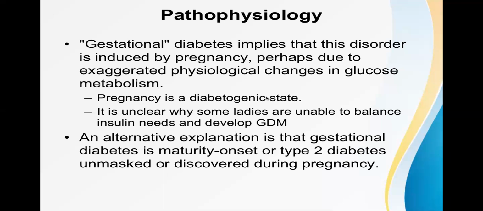It is unclear why some ladies are unable to balance the insulin need and develop gestational diabetes mellitus. So it is not very clear why some ladies can balance the things up and why others cannot. An alternative explanation is that gestational diabetes is a maturity onset or type 2 diabetes unmasked or discovered during pregnancy. So they are already at risk of developing diabetes, but because of the pregnancy, it just becomes apparent. That may be one of the alternative explanations.